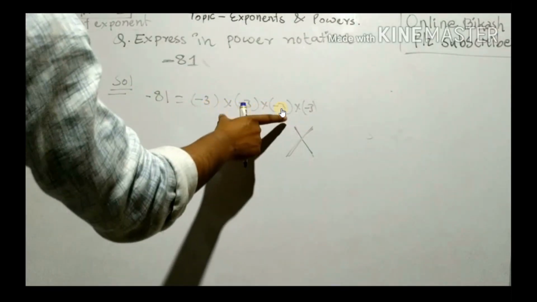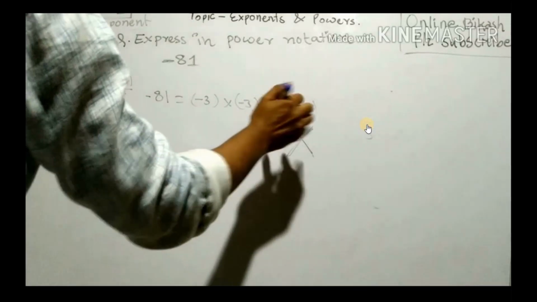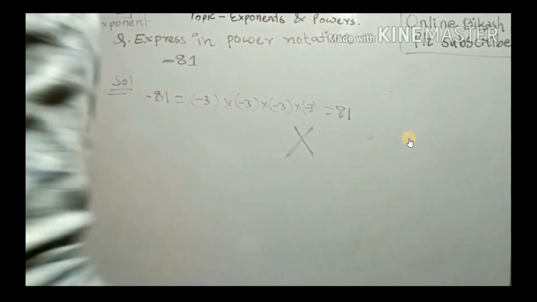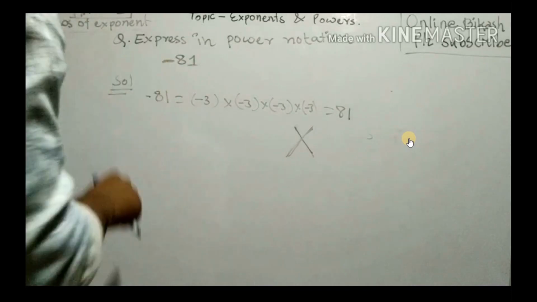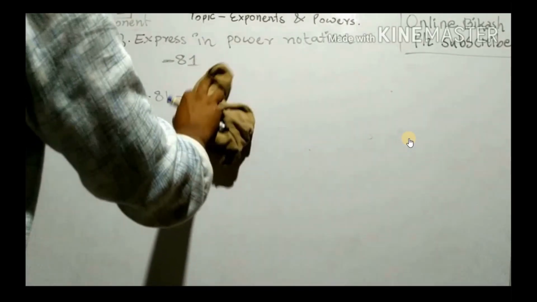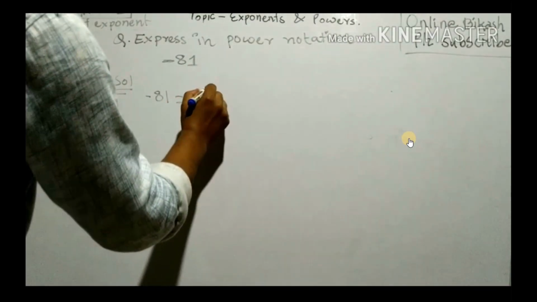But if we do the multiplication of minus 3 into minus 3 into minus 3 into minus 3, the minus and minus will be plus, then again minus, plus and minus will become minus, then with again minus, minus and minus will become plus. So the answer will become plus 81. Yes or no? But we are given what? Minus 81. So we are not correct. So we have to do something different. Okay, what will we do?